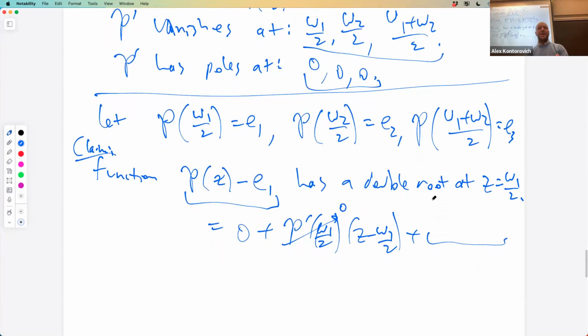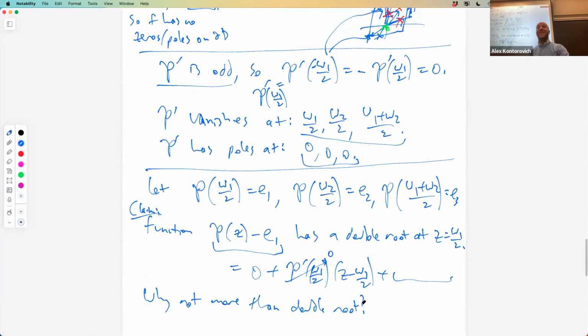But why can't this function have more than a double root? Does anybody see? What would too many zeros mean? P itself would have too many zeros. How many zeros does P have? Oh, yeah, just 2. It has to have exactly the same number of zeros as poles. P has a double pole at all the lattice points inside a single fundamental domain, so it can only have 2 zeros. Now, wait a second. P minus E1, E1 is just a constant, so that's still a doubly periodic function. E1 does not contribute any poles. This is still elliptic, of order 2.